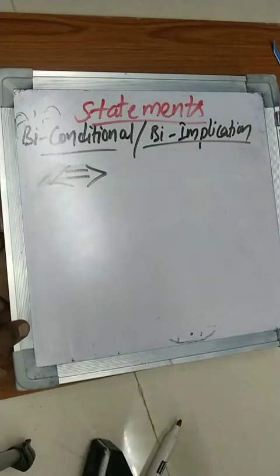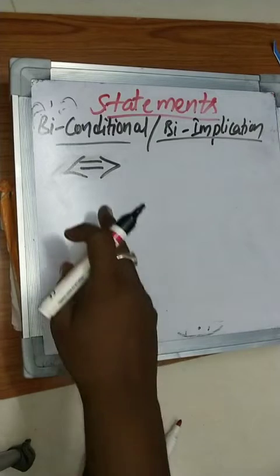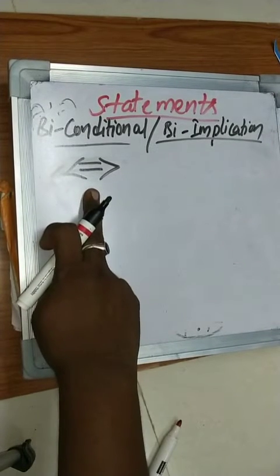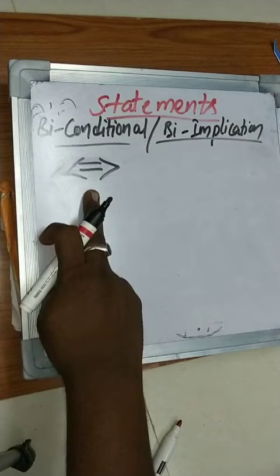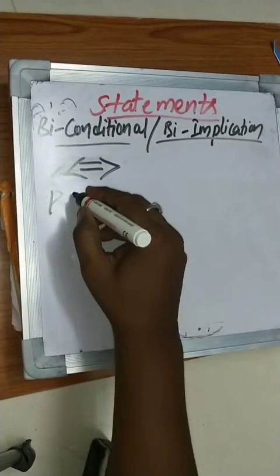Now, with this connective, it will be read as "if and only if." Normally this connective symbol will be read as "if and only if." So let me first draw its truth value table.